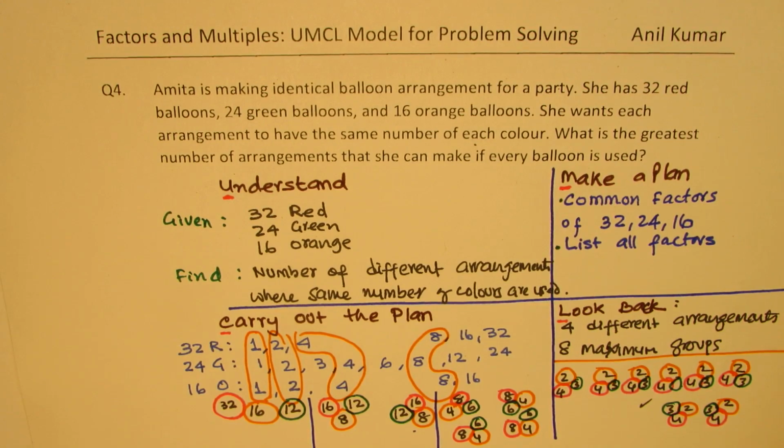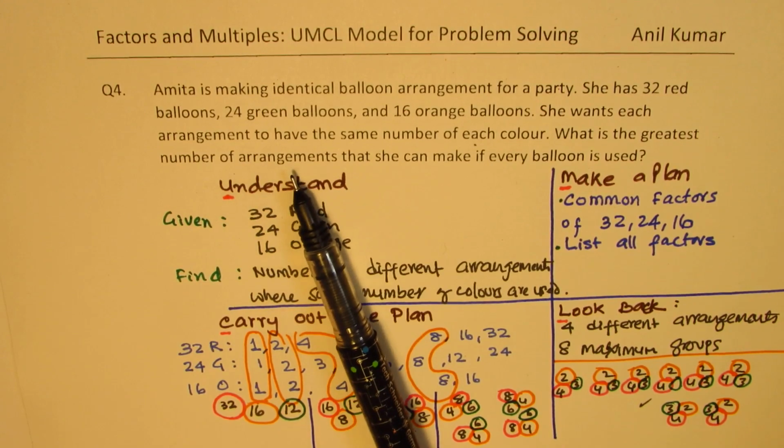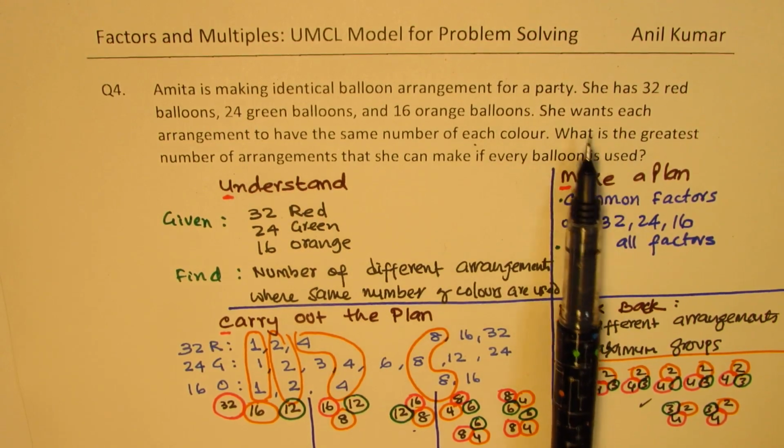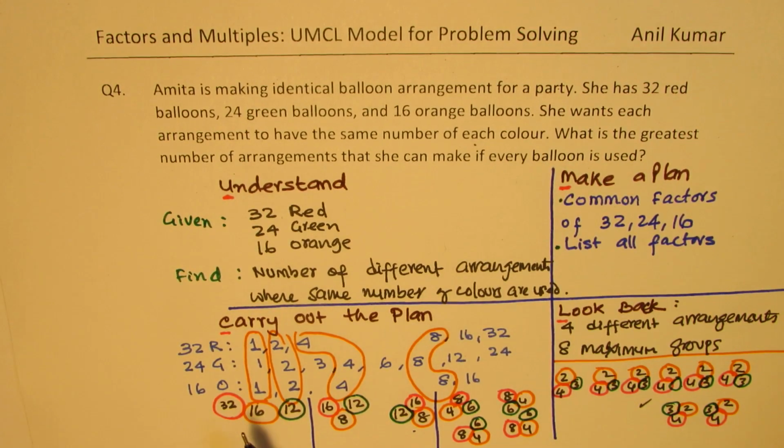So we have kind of split the requirement, which says what is the greatest number of arrangements. So as far as I understand, greatest number of arrangements that she can make if every balloon is used is just this number 1, 2, 3, 4. There are 4 different ways in which to do it. The other way is looking into, if we look into each number, how many maximum in each type. So we could have 8 of the same kind. That could be the way, right? So that is how you could interpret and answer this question. So I hope that makes sense.